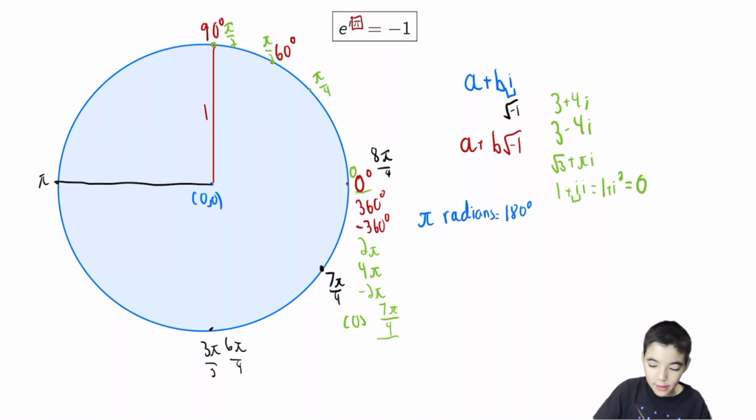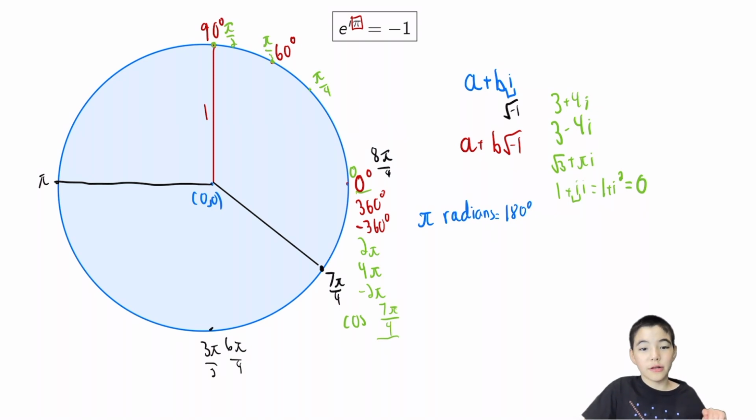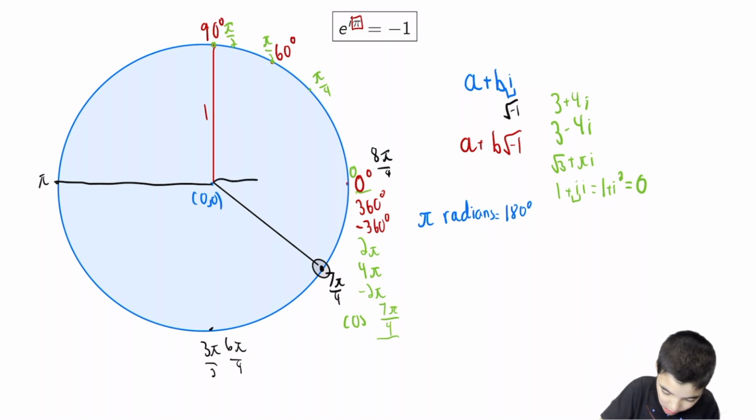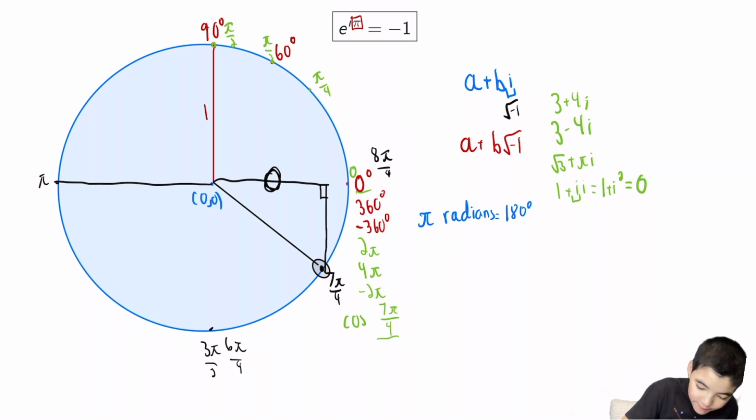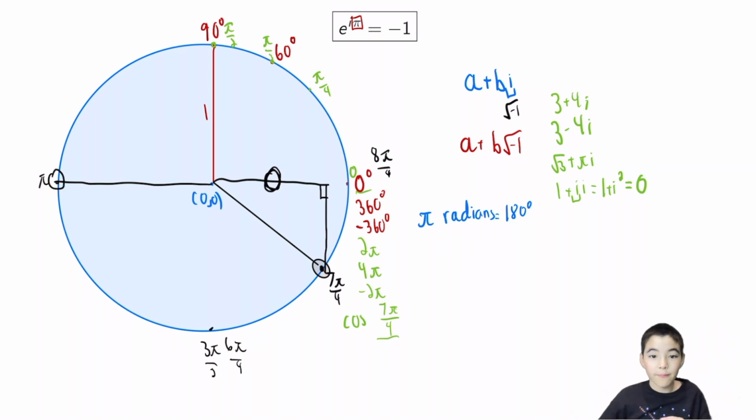Okay, so now we need to see what's the cosine of that. It's pretty simple. It's just the x-coordinate of that point. So the x-coordinate of that point is going to be this length right here. That's the x-coordinate. Note that the x-coordinate can also be negative. If it were cosine of pi over here, the cosine of pi is going to be equal to -1 because that's the x-coordinate of this point.